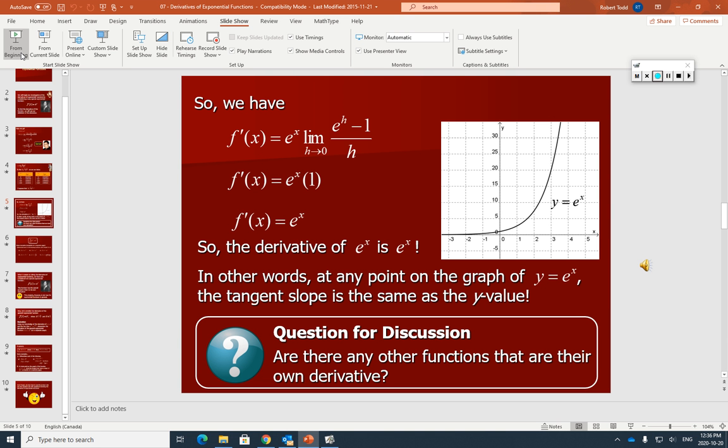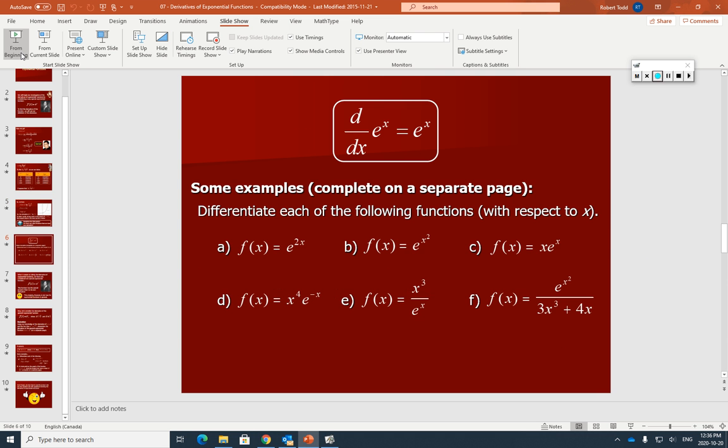Are there any other functions that are their own derivative? No, only one can do this. There's only one function that can have its own slope being the y value everywhere along the way. It can only happen once, and it's e to the x. No proof there. Let's take it for a test drive.